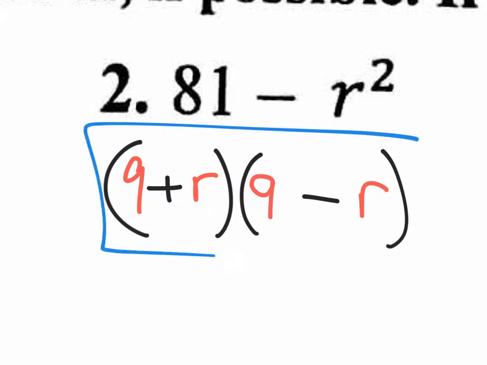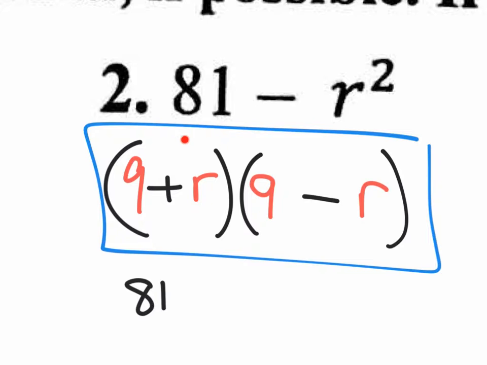I mean, this is the answer right here. But if I go 9 times 9, what do I get? 81. If I go 9 times negative r, what do I get? Negative 9r. What if I went r times 9? What do I get? Positive 9r. And what if I go to the last one? Positive r times negative r. What do I get? Negative r squared, right?